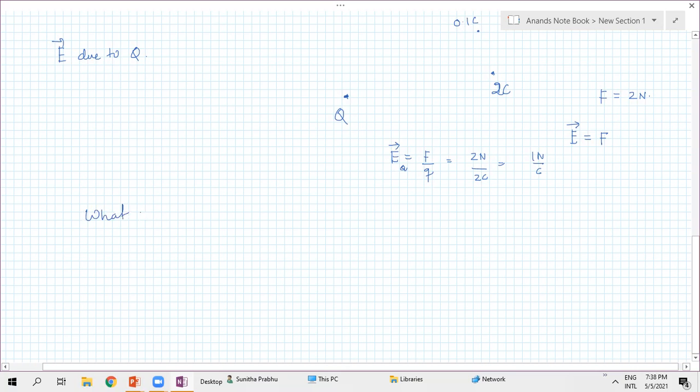My question is, what is the force that a charge 0.1 coulomb will experience when placed at the same distance in presence of Q?